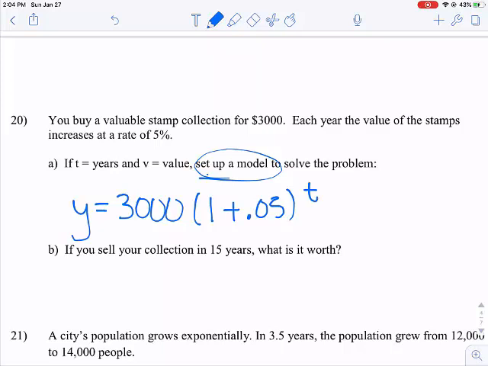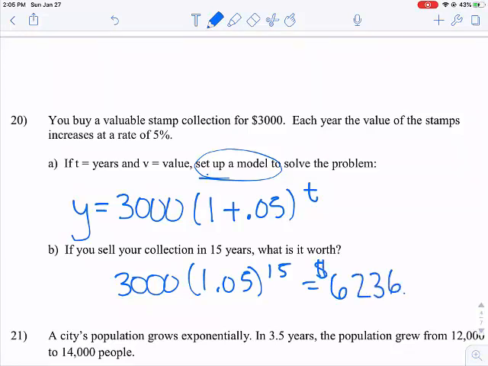So it says take this and actually solve it. Why don't I just write 1.05 to the 15th power? Pause the video, let everybody have a chance to type that in their calculator. All right, the stamp collection is worth $6,236.78. Okay, let's try another one.